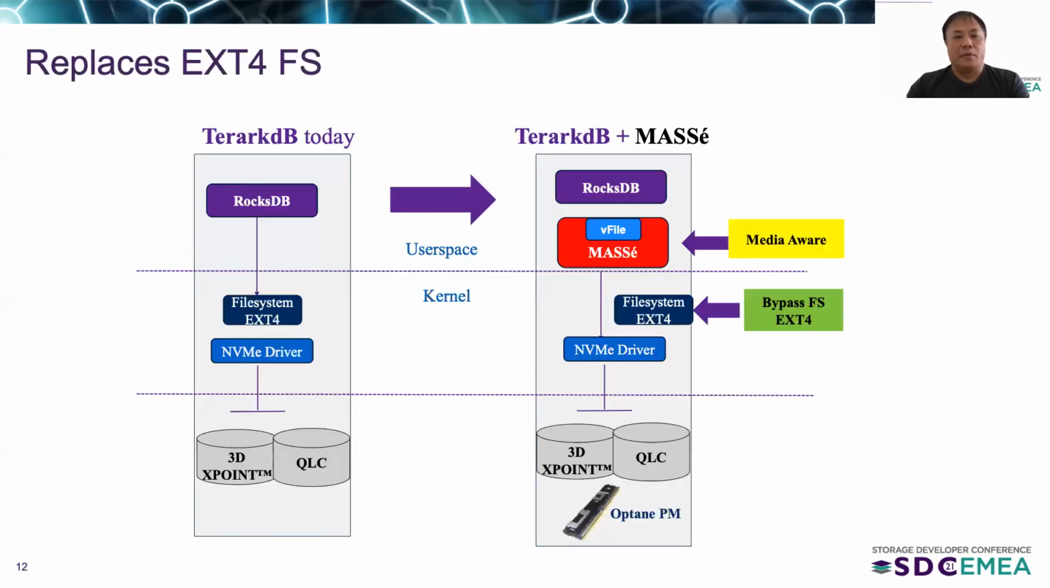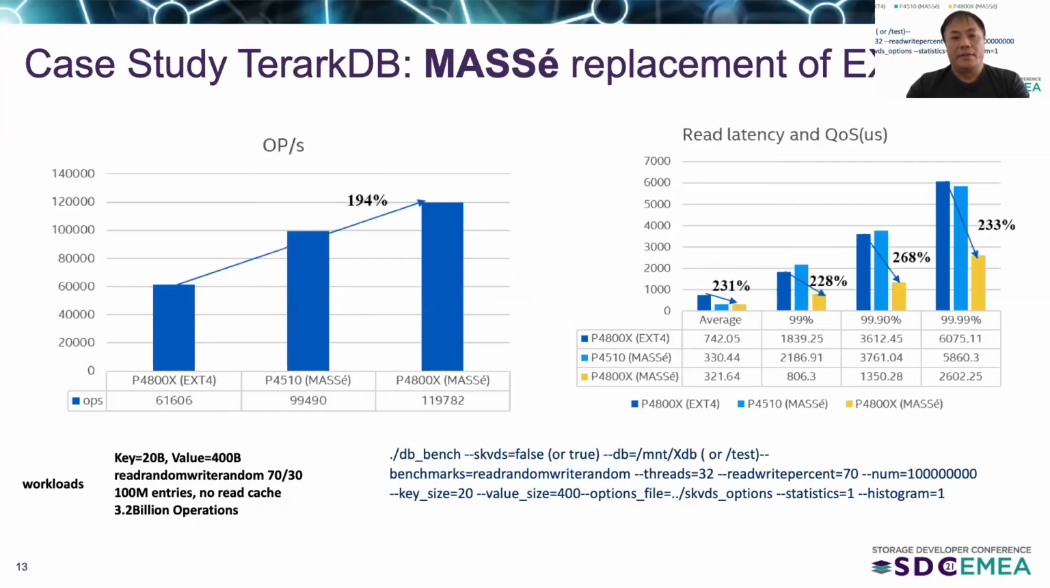The last part: we use the V file, virtual file, to replace the ext4 file system in the Binance TeraDB environment. MASSé replaces the ext4 file system, and in this DB bench test with a 70/30 mix, just by replacing the file system, we can easily achieve 2 times better, both in operations per second as well as QoS, at 2.9, 3.9, 4.9.